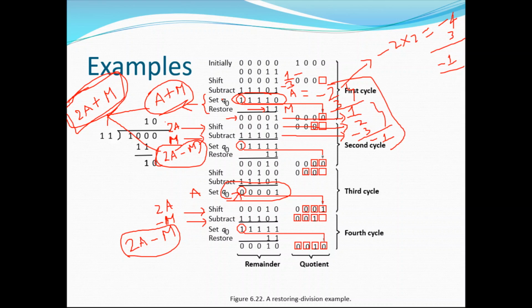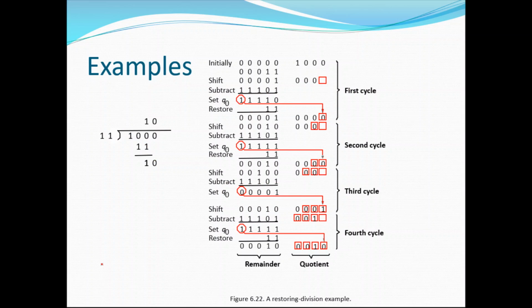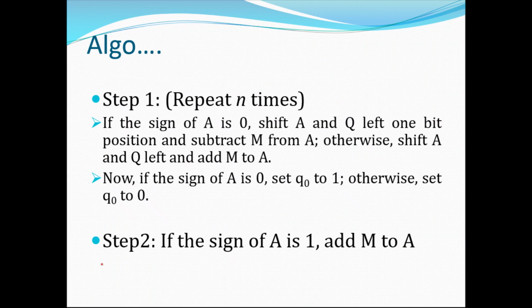If the sign bit of a is 0, as usual you perform 2a minus m, that's it. If the sign bit of a is 1, then you perform 2a plus m, that's all, okay? So this is the logic, okay? So this is the algorithm.